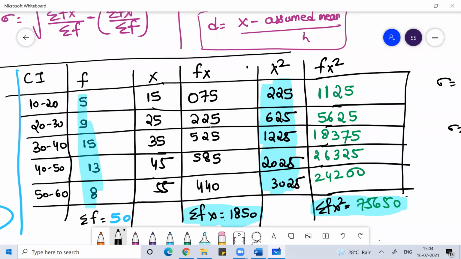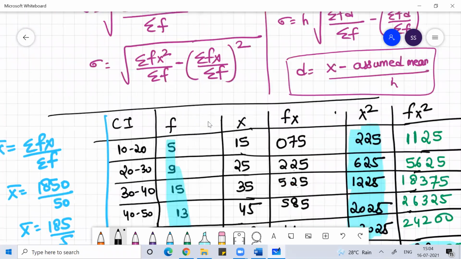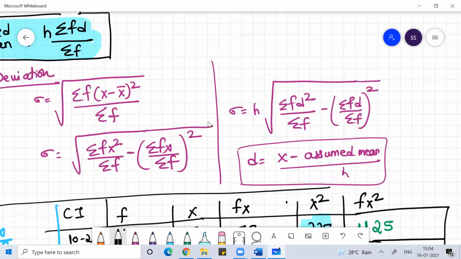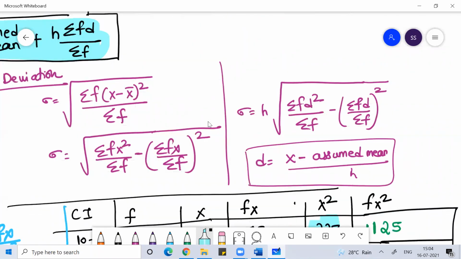So now coming back to this problem, guys. In this problem, we calculated the standard deviation. We learned to calculate the standard deviation by this formula. Okay, you can also calculate your standard deviation by this formula also.